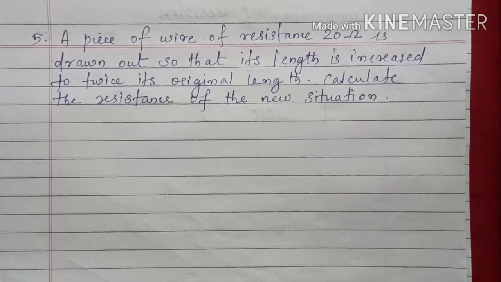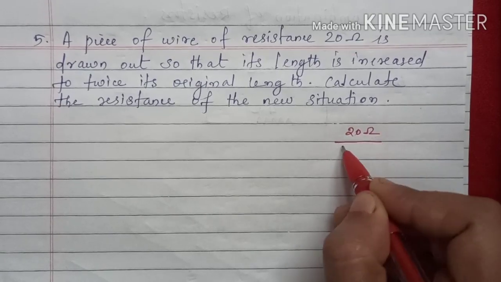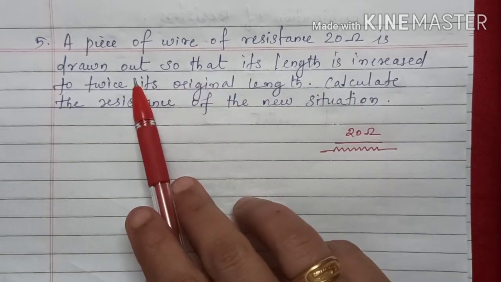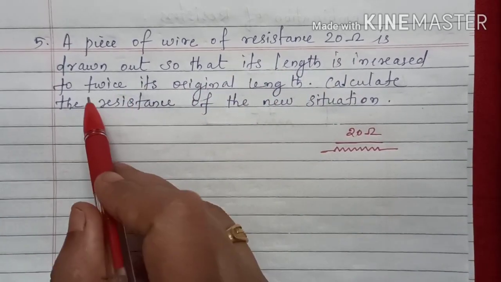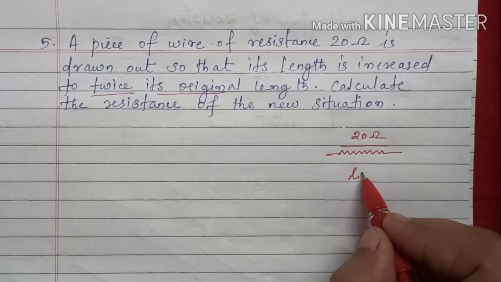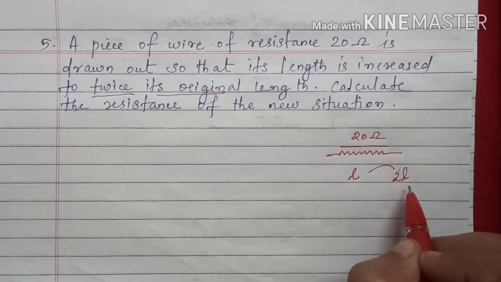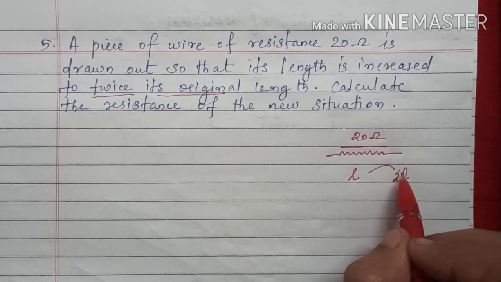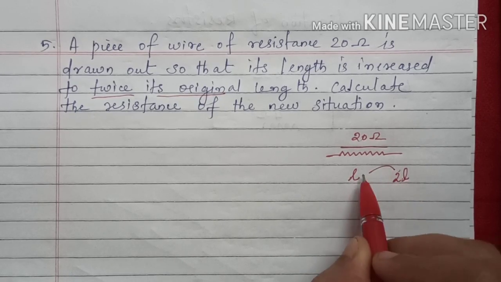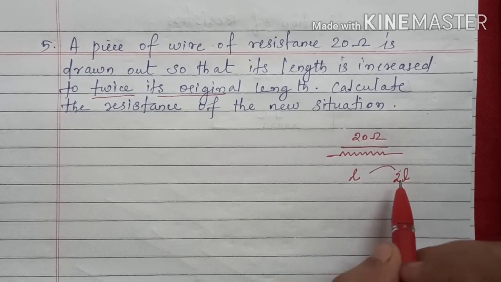Now, here it is given that you have a piece of wire whose resistance is 20 ohm. Okay, the resistance of this wire is 20 ohm. Now, it is drawn out so that its length is increased to twice its original length. So, first its length was L, then it changed to what? It changed to 2L. Okay, so the new length is 2L. So when you change the length, here the length becomes twice the original length, isn't it? So when the length is doubled or when the length becomes twice the original length, is there any change for area?